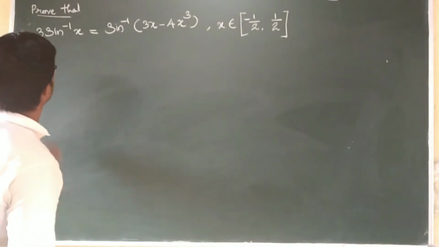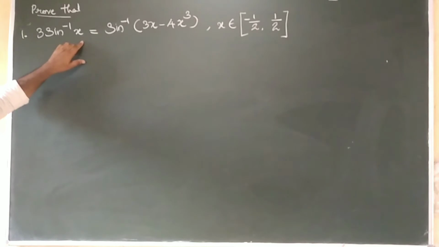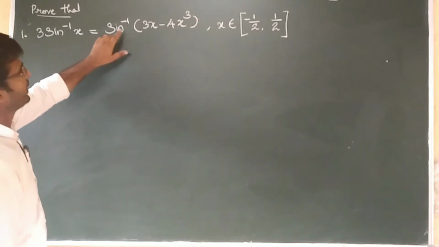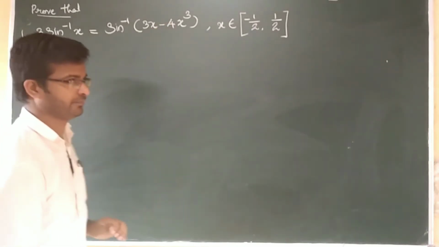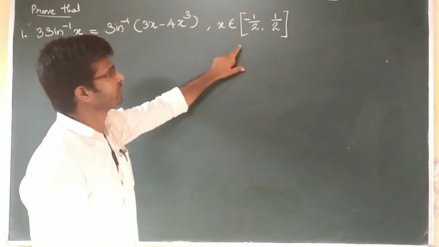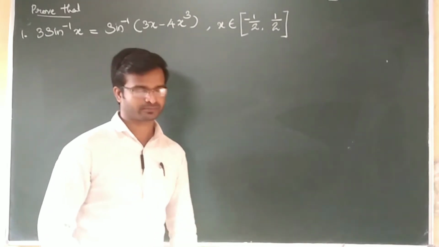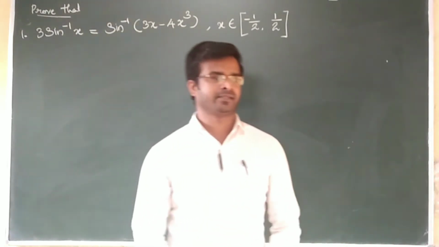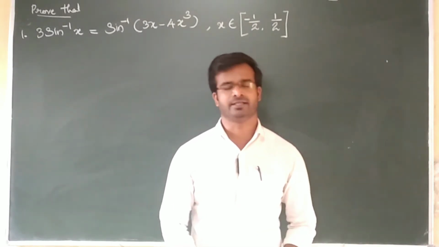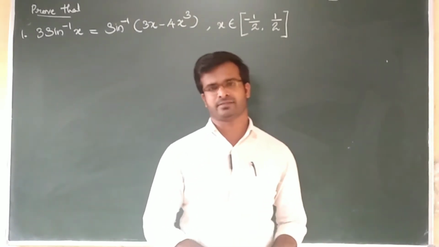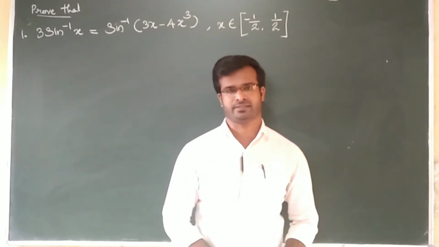First question: prove that 3 sine inverse x equals sine inverse of (3x minus 4x cube), where x belongs to the closed interval minus 1 by 2 to 1 by 2. Already we have discussed the introduction of this exercise 2.2. Mainly in that introduction we discussed the properties of inverse trigonometric functions, isn't it?